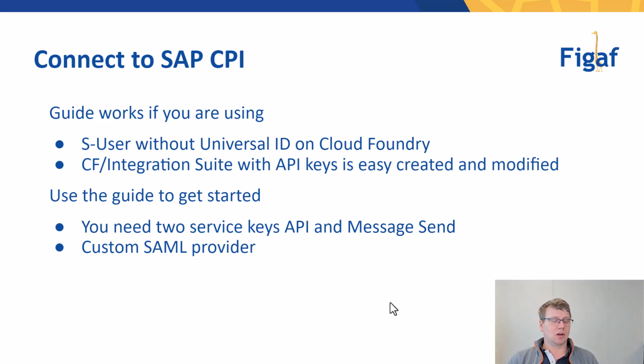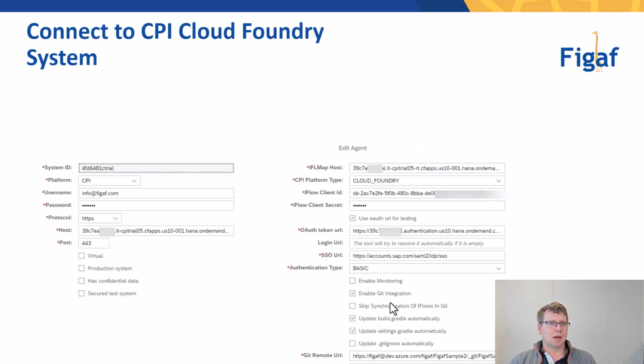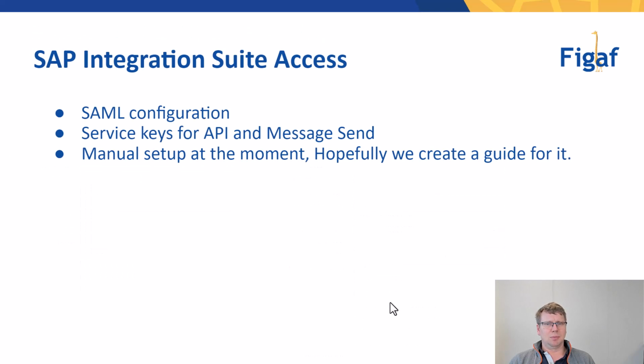And then we need a custom SAML provider. The reason we need the custom SAML provider is we are using some of the public or the web APIs that the CPI or Cloud Integration is exposing. These are not available in the public API, so that is the reason we need this. This is actually the data that you need to fill in for this to work, but we have a guide to make it easier for you.